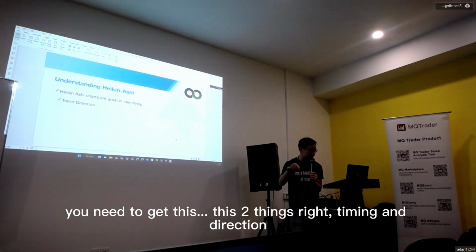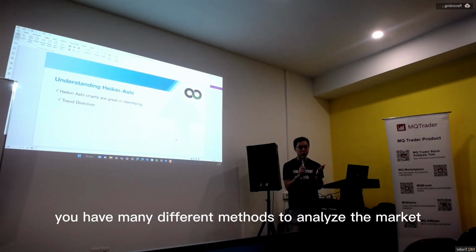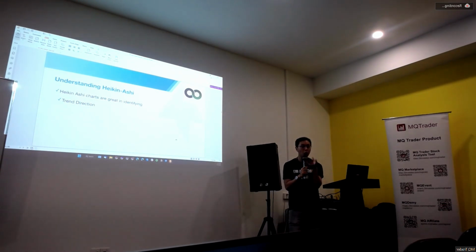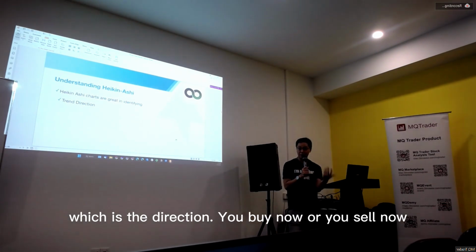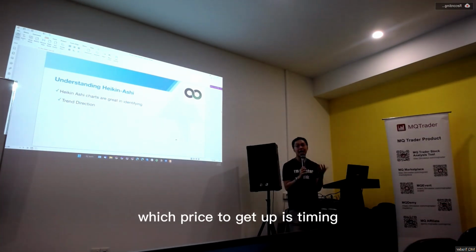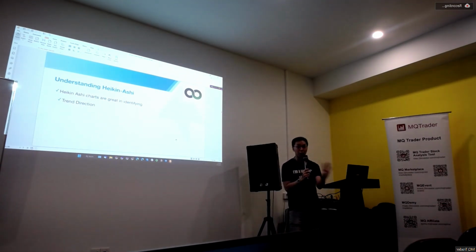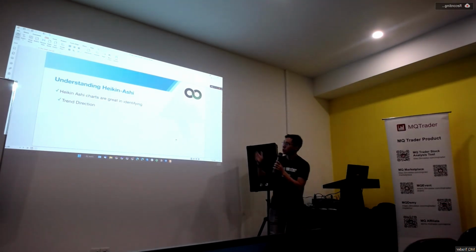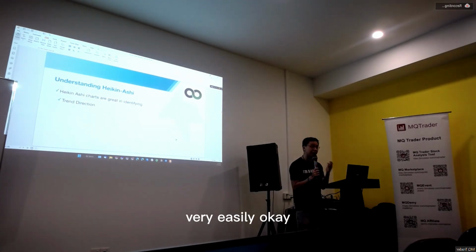Timing and direction. A lot of times you have many different methods to analyze the market, but if you go back to the fundamentals, the core of it, your method essentially tells you, do you want to buy or do you want to sell, which is the direction. Do you buy now, do you sell now, which price to buy, which price to get out, it's timing. So if you go down to the real core and fundamental foundations of trading, it's really about getting direction and time. So Heikin-Ashi allows us to identify the trend very clearly, very easily.